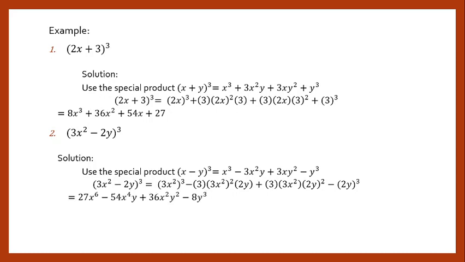So, your final answer is 27x raised to 6. Tapos minus. Ayun, mali. Dati 8 pala siya. 54, tama na. And then the variables, pansinin ninyo. So, magiging x raised to 4, y, plus 36x squared, y squared, minus 8y raised to 10.